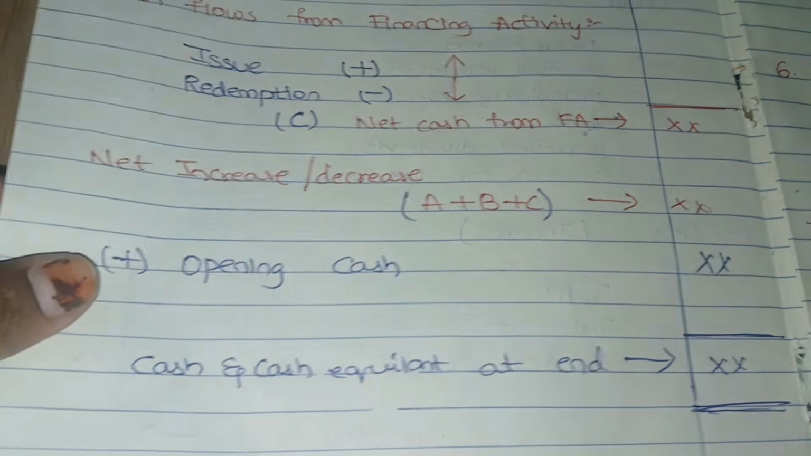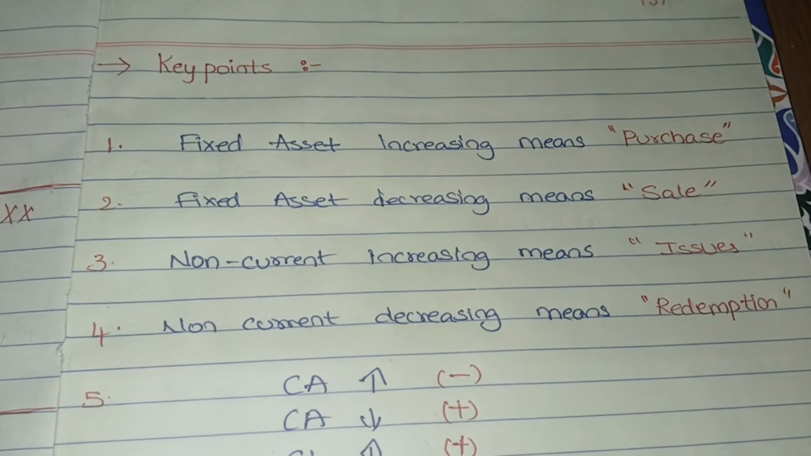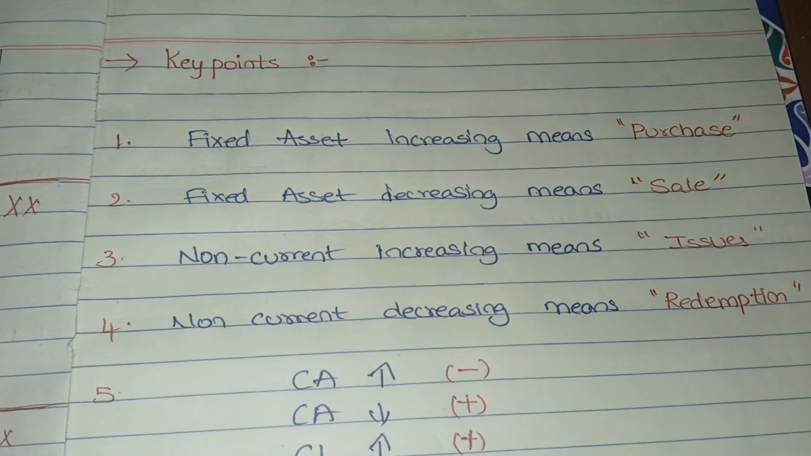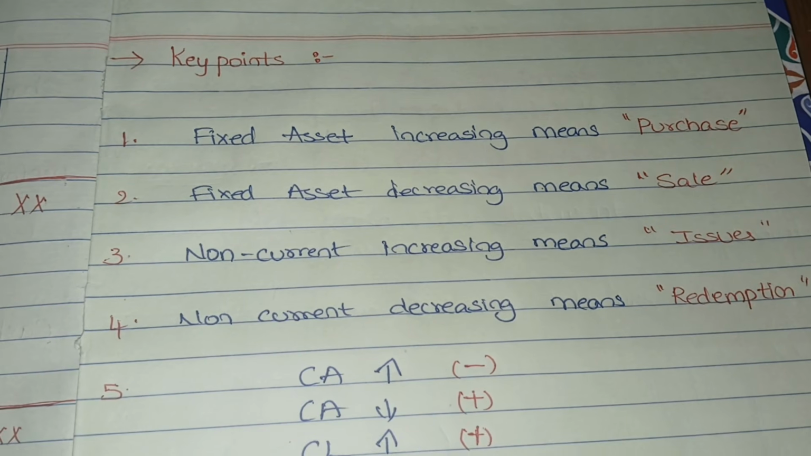I have made some key points regarding this. If a fixed asset is increasing, it is a purchase. Purchase, what we need to do? Purchase we need to subtract. If a fixed asset is decreasing, we call it a sale. Sale, what we need to do? We need to add. Non-current liabilities increasing means it is issues.